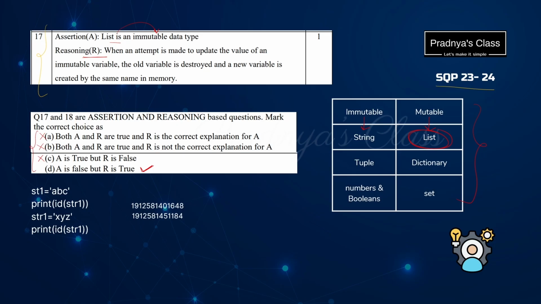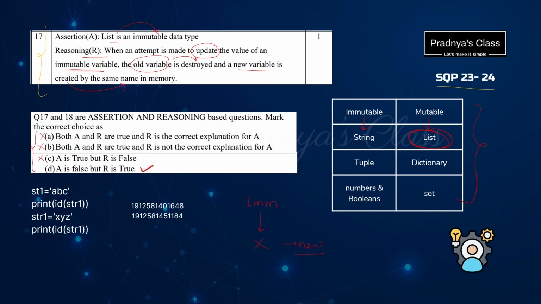When an attempt is made to update the value of an immutable variable, the old variable is destroyed and the new variable is created by the same name in memory. That is actually the definition of an immutable data type. We cannot change the content in place.